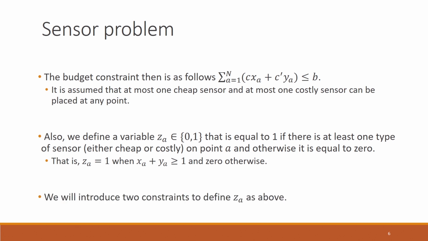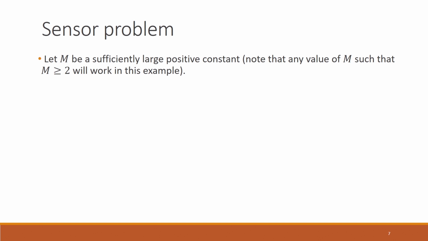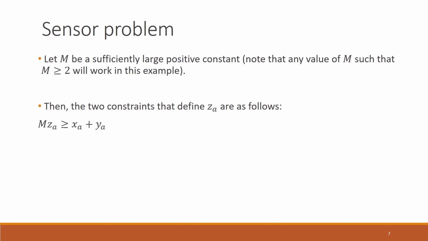So, let us define two constraints to define the decision variable Za. Let M be a sufficiently large positive constant. In this example, any value of capital M which is larger than or equal to 2 will work. The two constraints that define Za are as follows. This is the first constraint, that M times Za is greater than or equal to Xa plus Ya, and the second constraint is Xa plus Ya is greater than or equal to Za.